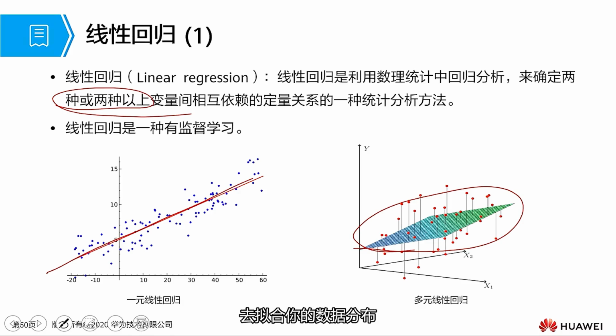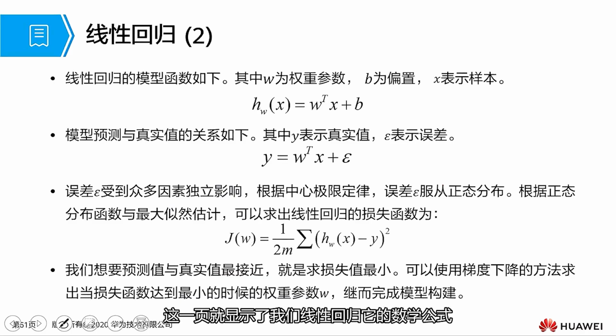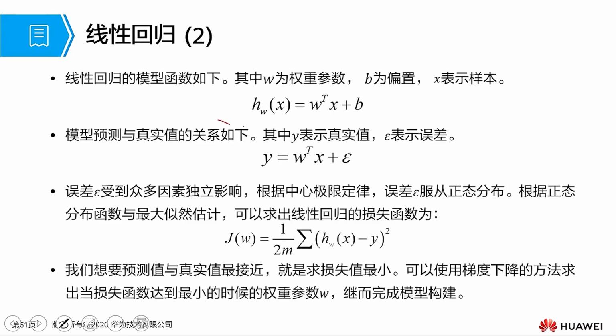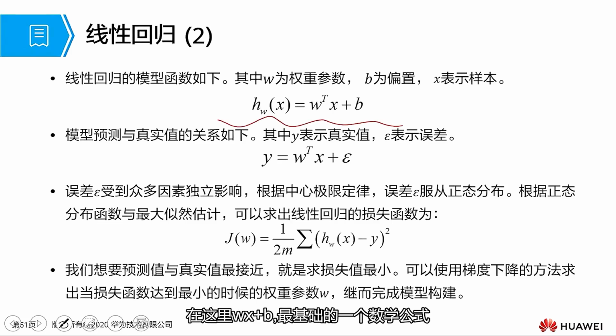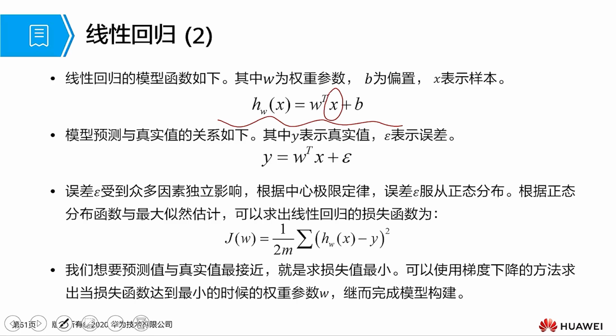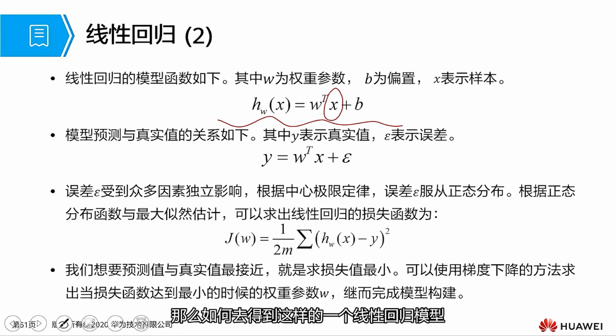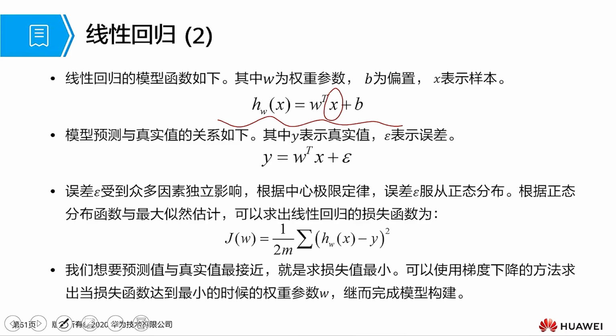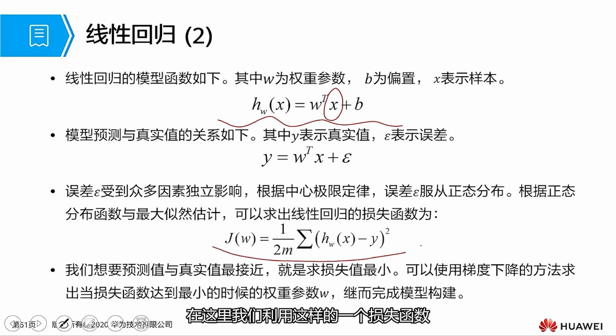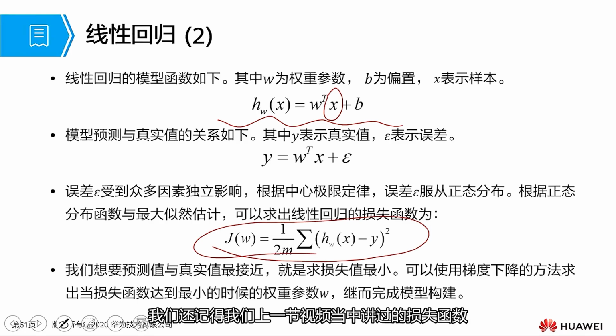You don't need to worry about whether it can perfectly fit your data distribution, but linear regression simply uses a line or a surface to fit your data distribution. This page displays the mathematical formula for linear regression. Right here, it is W times X plus B, the most basic mathematical formula. W represents weight, B represents bias, X is the feature of the sample input. It's just that simple.